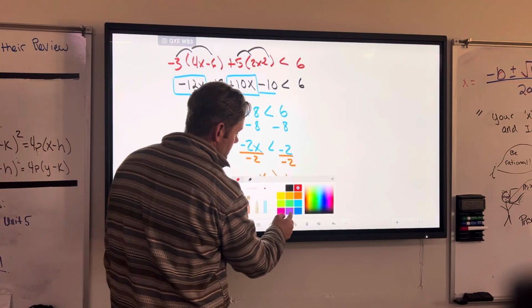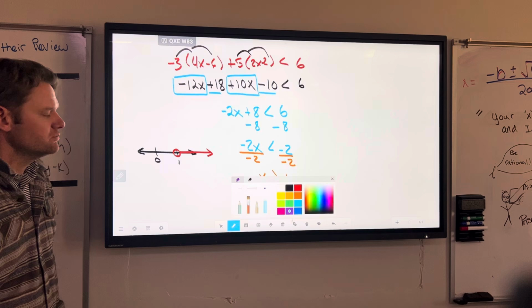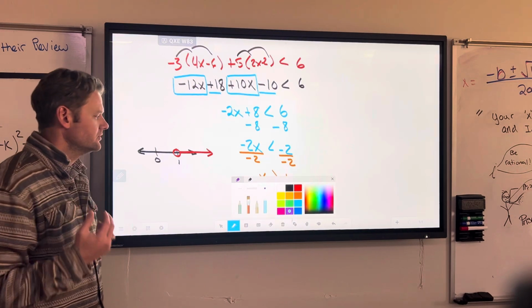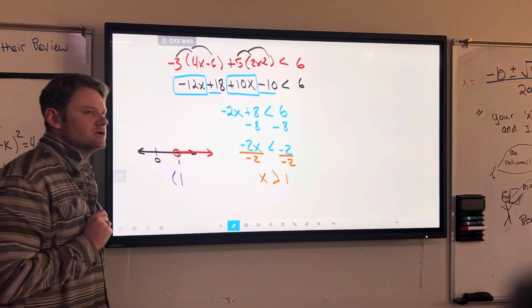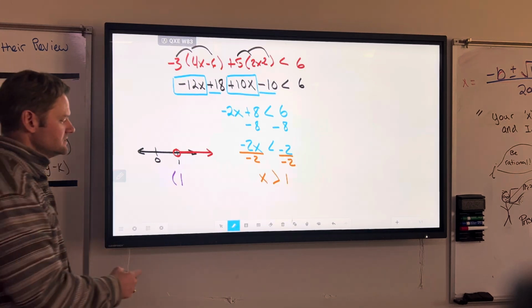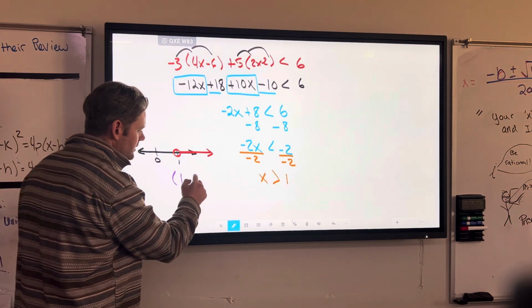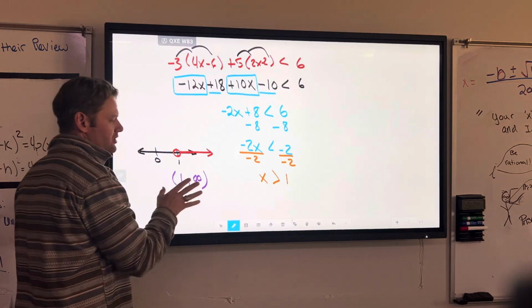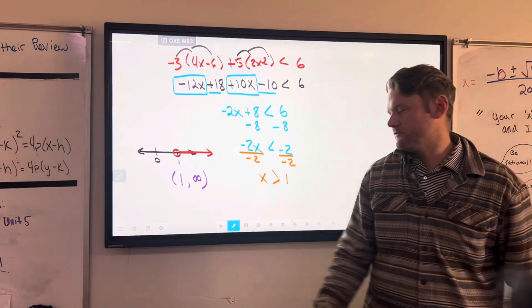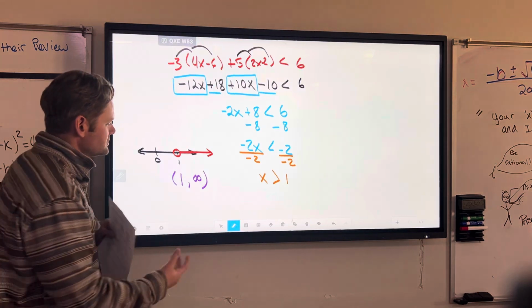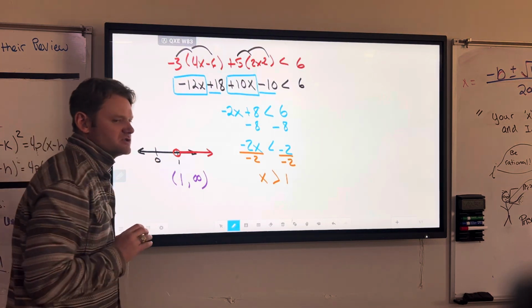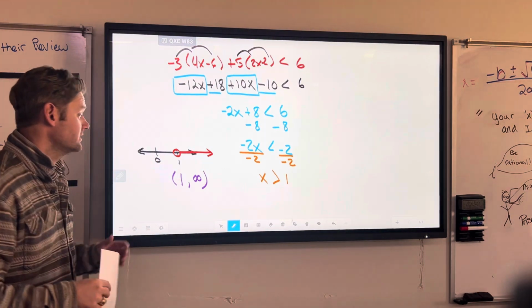Now, when you're asked about it on the test, you may be asked for interval notation. Well, how would I do that? Well, it's not included, so I want to put a parentheses, 1, comma, infinity, right? We are going all the way out here to infinity. So it's 1, comma, infinity as your interval notation. You always use parentheses with interval notation.